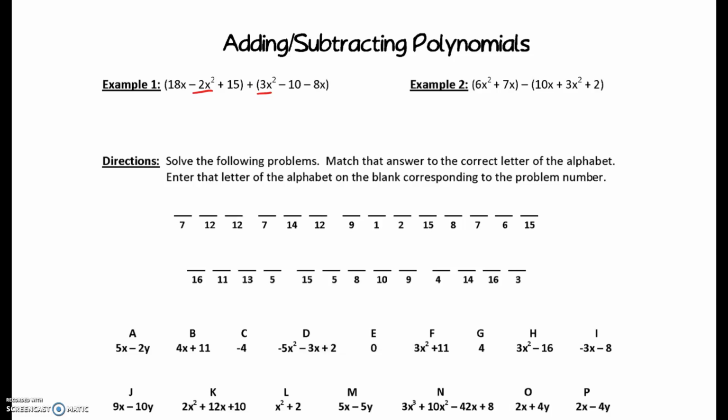So when we do this, we will add the coefficients, -2 plus 3, that will give us 1, and we do not change the exponents. The exponents stay the same. You will keep the x squared. Then we want to look for anything with just an x. In this case, we have 18x and -8x. So 18 and -8 would give us a positive 10x.